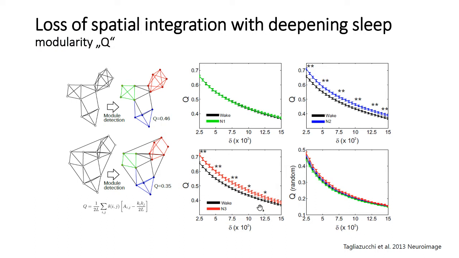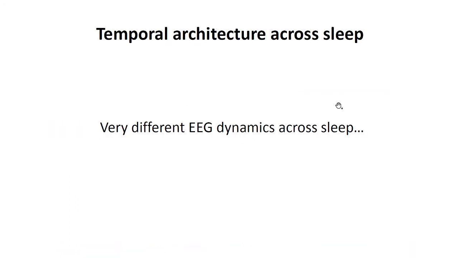And it's also interesting that during N1 sleep, during which you still have some residual consciousness, you don't see these changes. But in stages that are characterized not by a complete loss of consciousness, but by a dramatically diminished level of conscious awareness, you see that the modularity is increased.